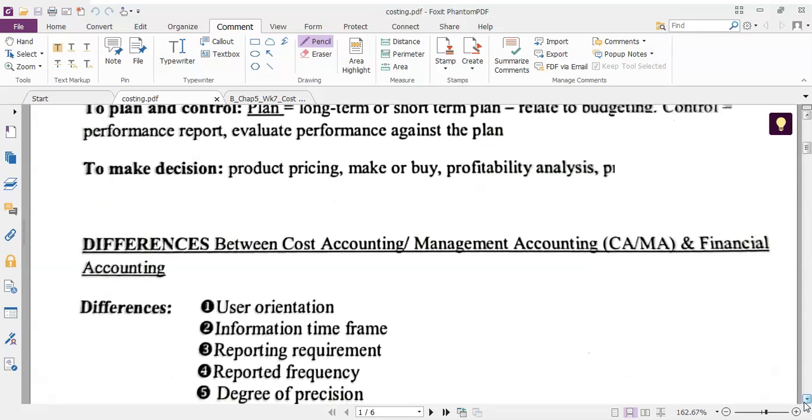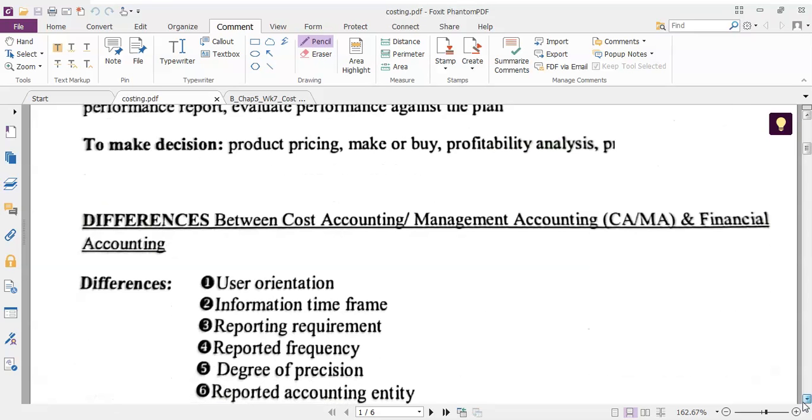So you must also understand the differences between cost accounting, or in other words management accounting, and financial accounting. We already did SOPL and SOFP, right? That is financial accounting, but cost accounting is related to the cost, how to determine the cost.